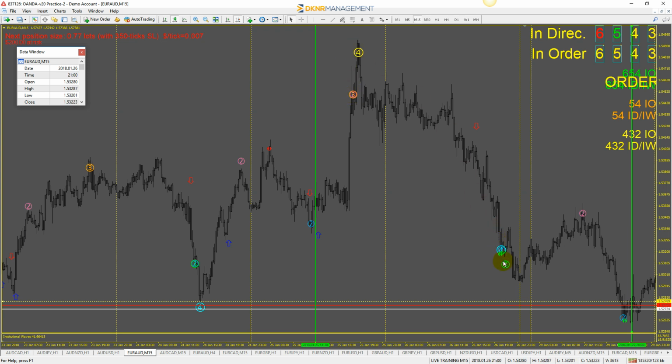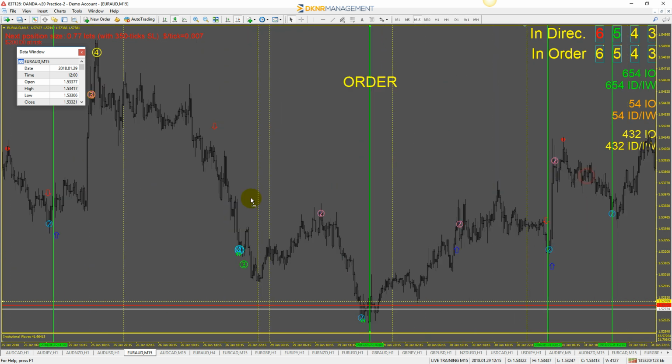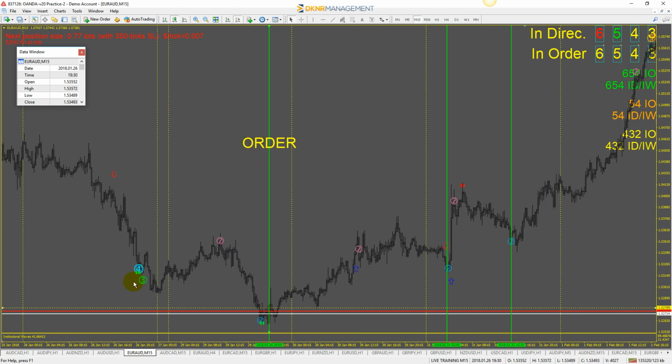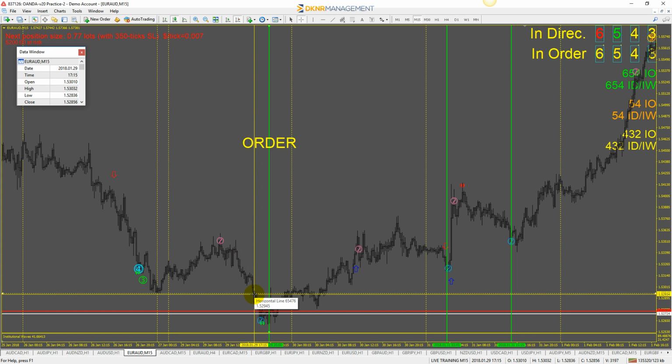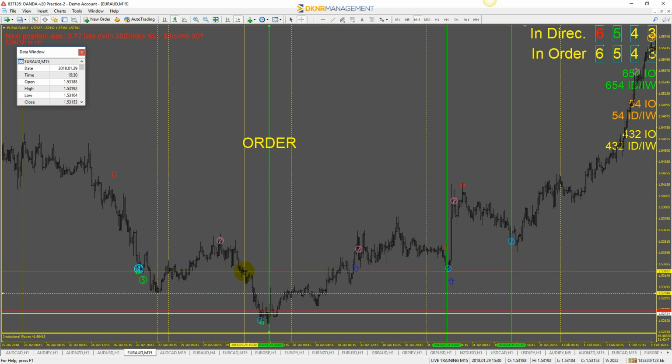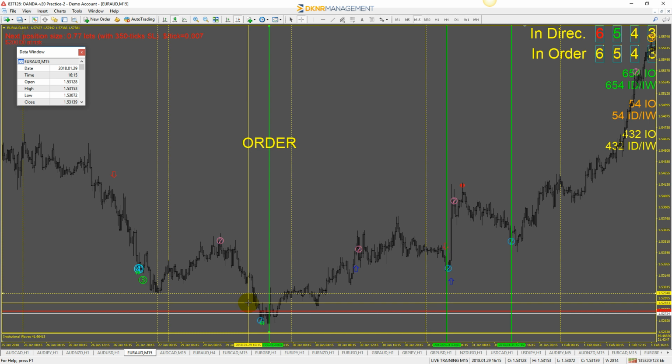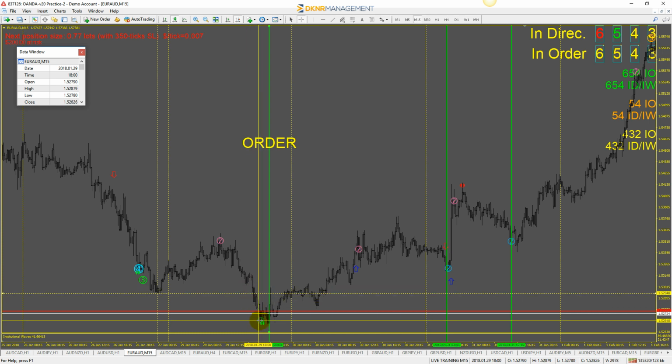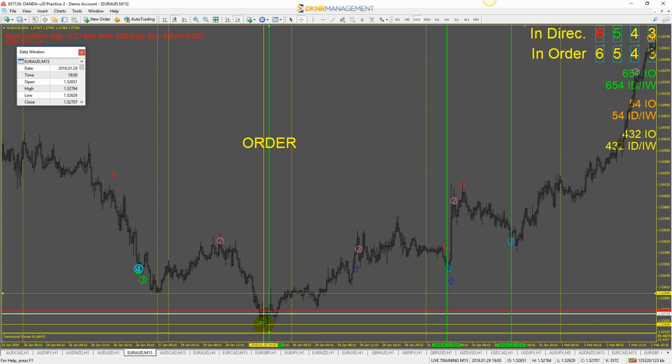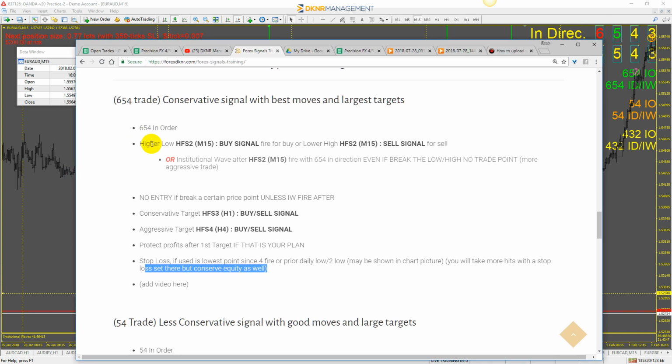The next trade we would see would be 4-3 long, 2 short, 2 long. Now, this is back in order again, correct? You're looking for a 2 long fire. Now, there's the low. Once it crosses this particular point right here, it is no longer a conservative trade. It is an aggressive trade. But it still works. We have a 2 long, which you would not take until you saw the IW fire, because as it says, you need a higher low of the HFS2 for a buy, or a lower high of the HFS2 for a sell.